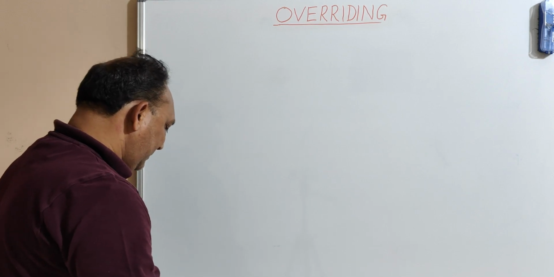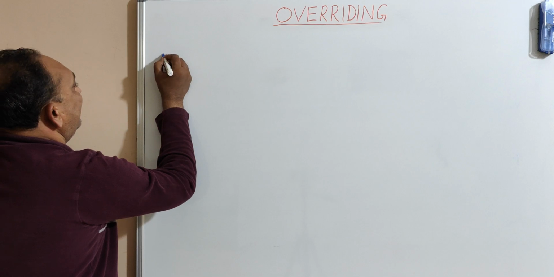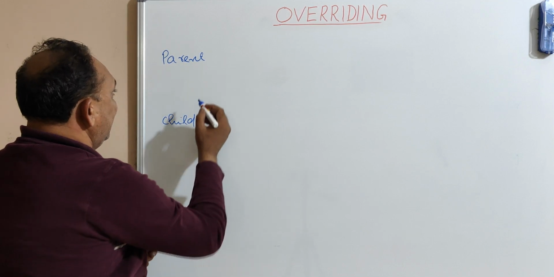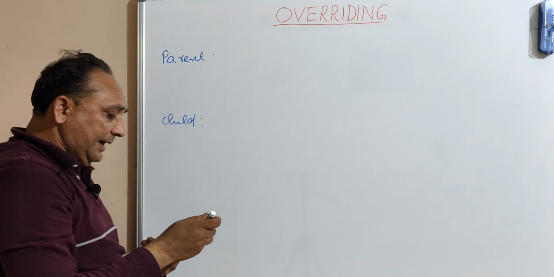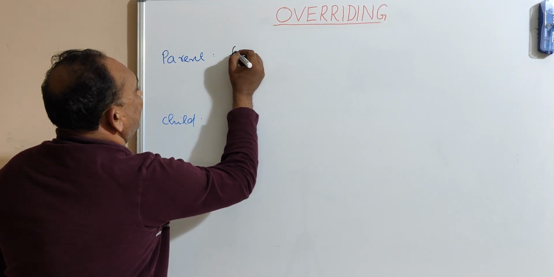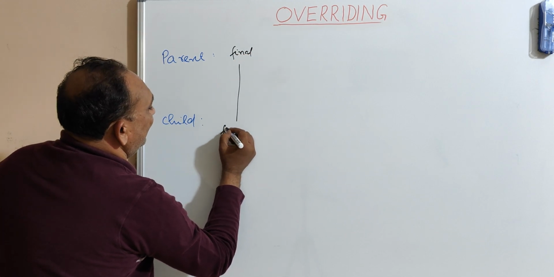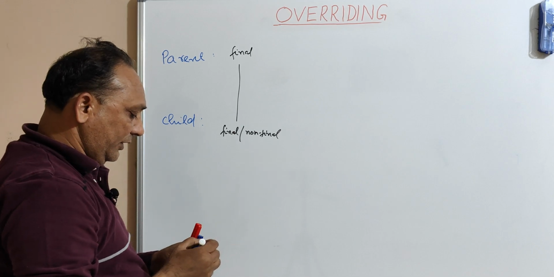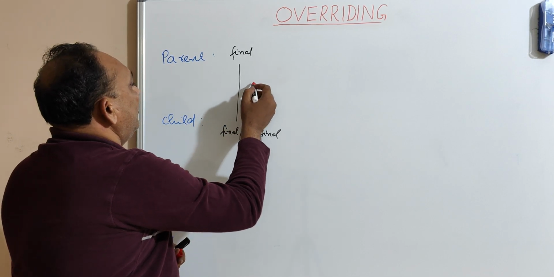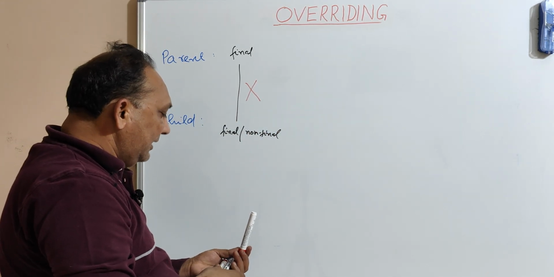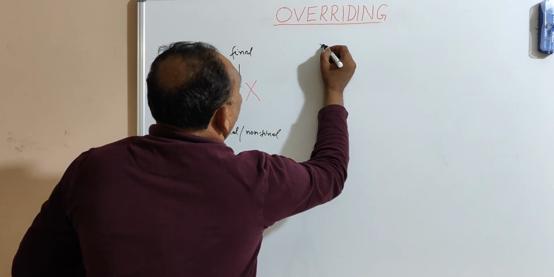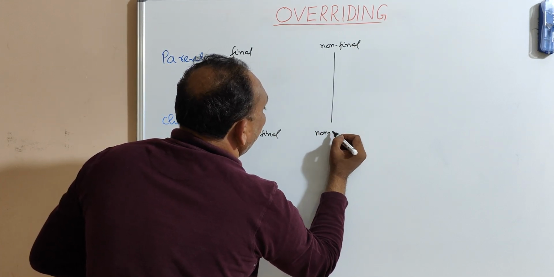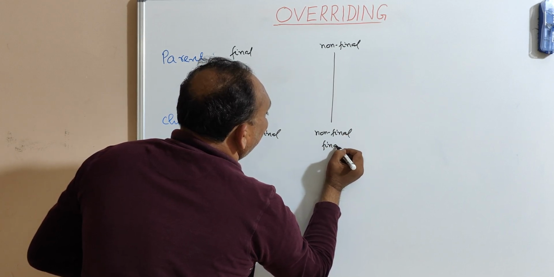So let's say this is the parent and this is the child, correct? If the parent is final, so in a child can we make it final or non-final? No, it is not possible, because a final method you cannot override. This is not possible. But the reverse, right? If there is a non-final method, then you can override it as non-final and as well as final, correct?